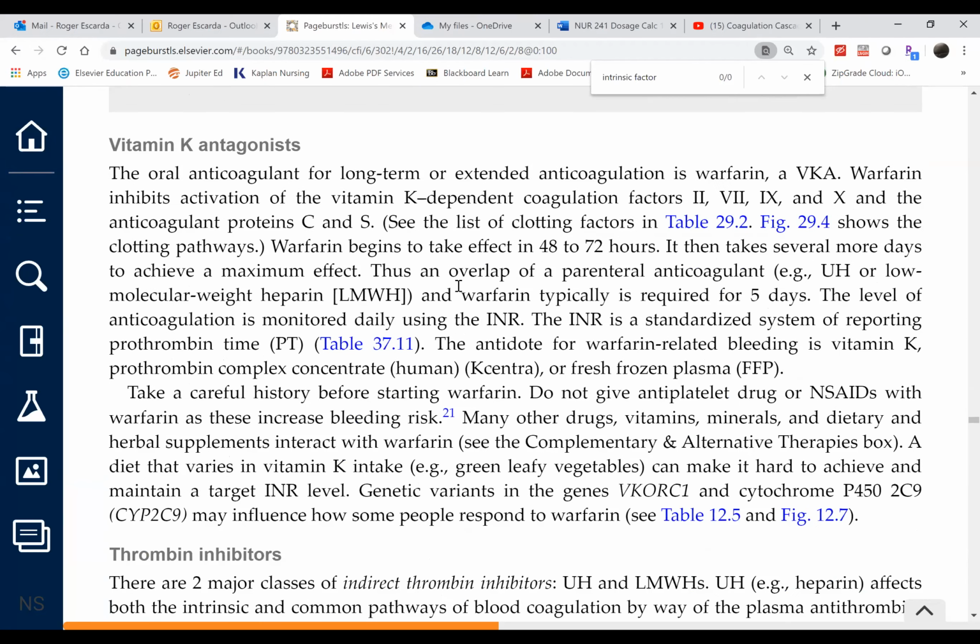So as you can see, we treated DVTs with only anticoagulants, right? No thrombolytics. Why? Why did we not dissolve the clot? Why are we only preventing new clots from forming?